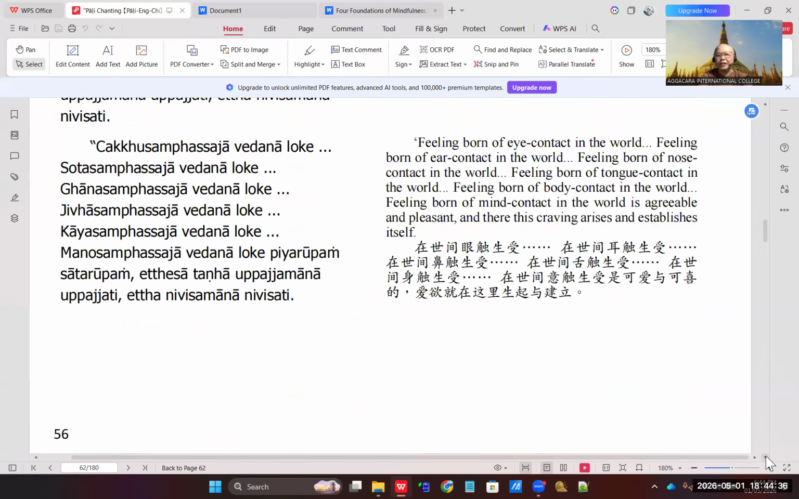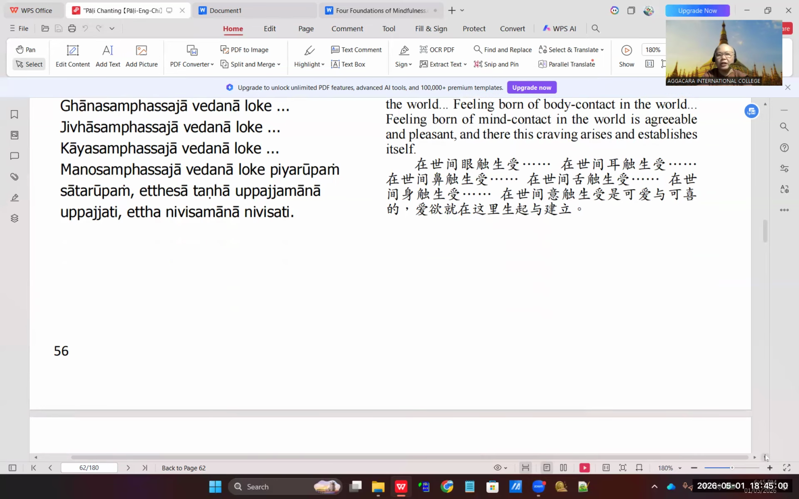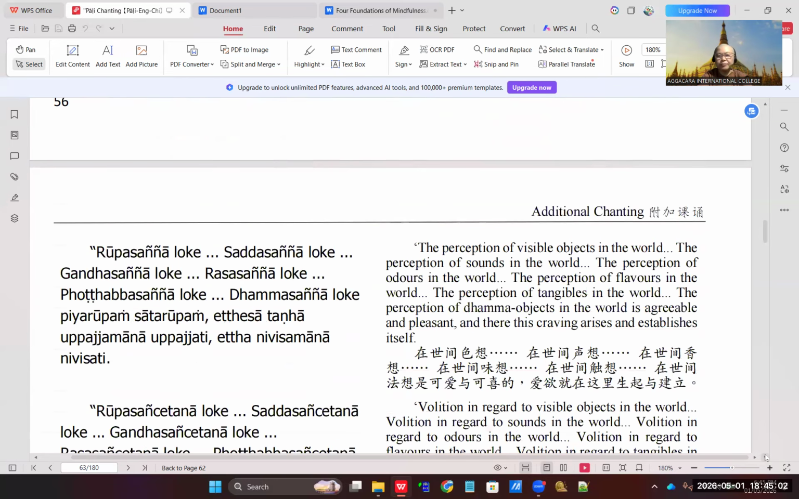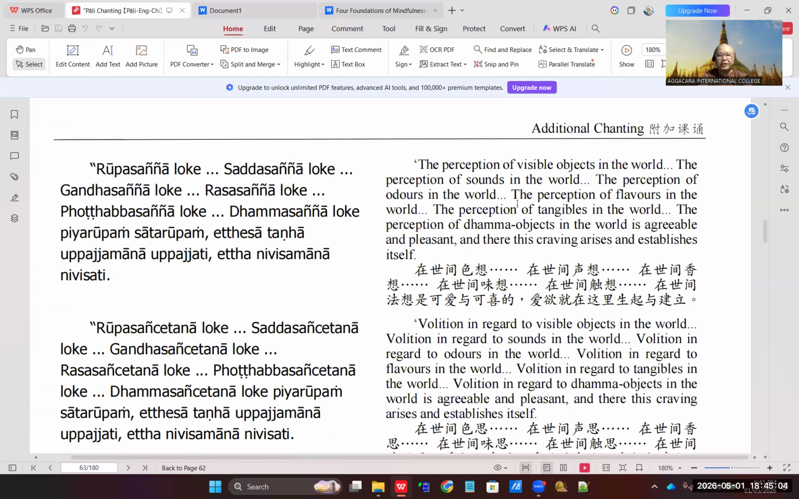When you have the contact, you have feeling born of eye contact, feeling born of ear contact, feeling born of nose contact. So after contact, there's a feeling. Feeling born of tongue contact, feeling born of body contact, feeling born of mind contact. It's agreeable and pleasant. As long as the feeling is a good feeling, the mind naturally enjoys it, so the craving will arise. You can see all these are very detailed.